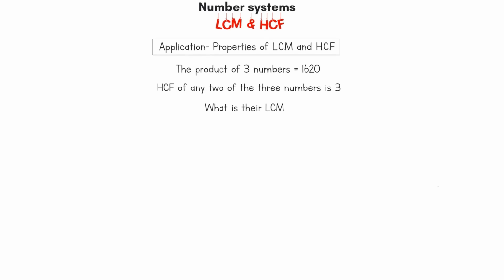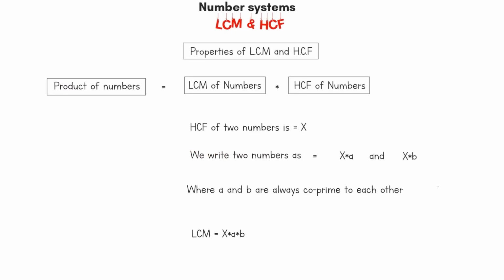So what do I understand from this? If the HCF of any 2 of the 3 numbers is 3, then I can write one number as 3 into A, the other number as 3 into B, and the next number as 3 into C. Now instead of A and B, in the property, if the HCF of 2 numbers is X, they are X into A and X into B. If there are 3 numbers and their HCF is X, they are X into A, X into B and X into C. So my X here is equal to 3: 3 into A, 3 into B and 3 into C. A, B, C will all be co-prime to each other.